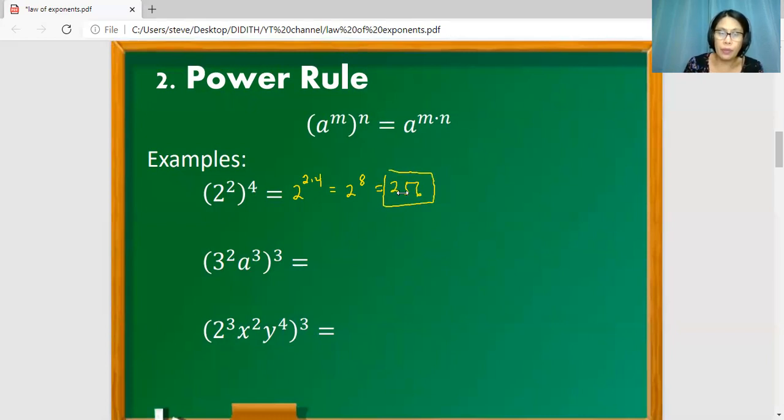Now here, when expanded, the left side equals 3 squared cubed times a cubed cubed. So we have 3 to the second times the third, a to the third times the third. So what is 3 to the 6? So we have 729 a to the ninth.